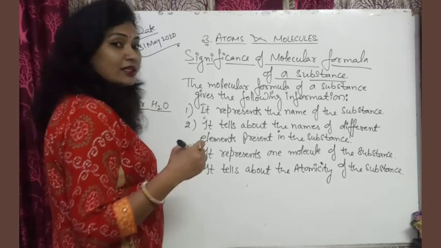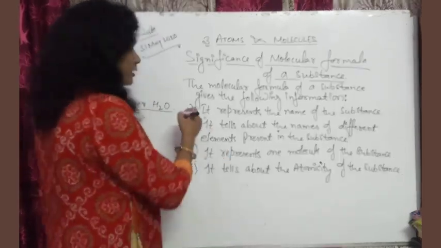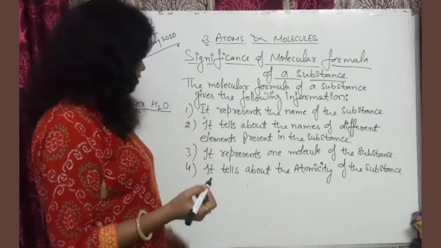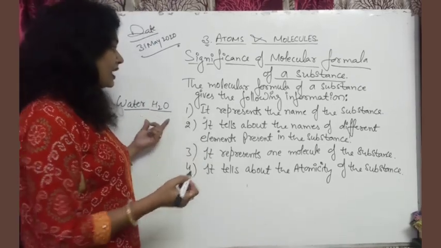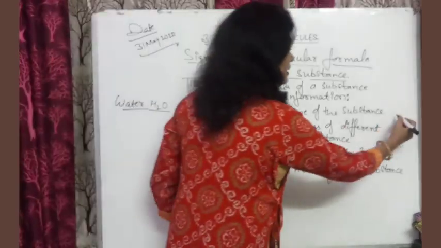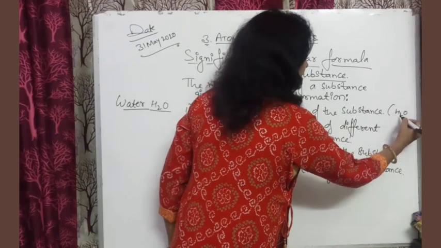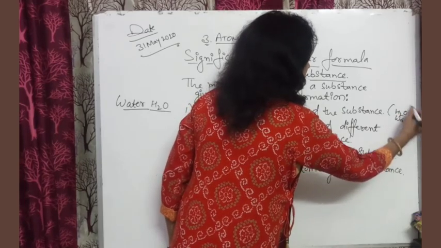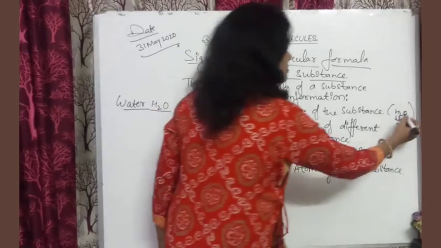If you take CO2, it represents carbon dioxide. So it represents the name of the substance. So we can write, for example, H2O is water. It represents the name of that substance.